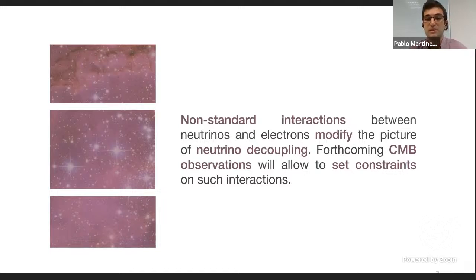And forthcoming CMB observations are going to perform very accurate measurements of observables related to this process, and hence we can use it to constrain these non-standard interactions. And when I say forthcoming, I mean by the end of this decade, beginning of the next decade. So it's really not too far in the future. It seems reasonable to talk about this.